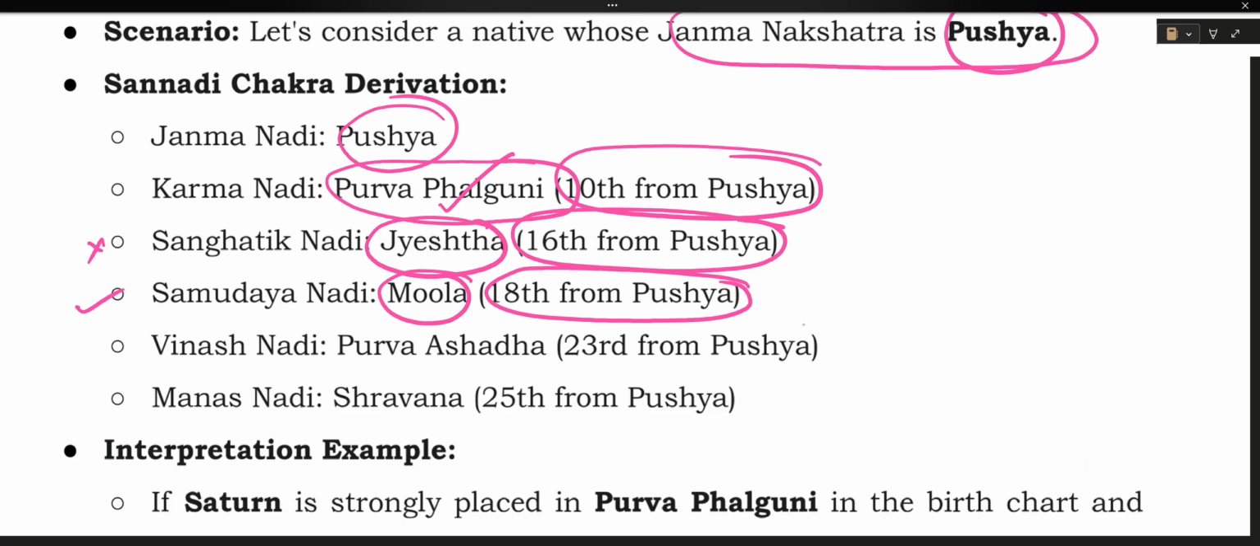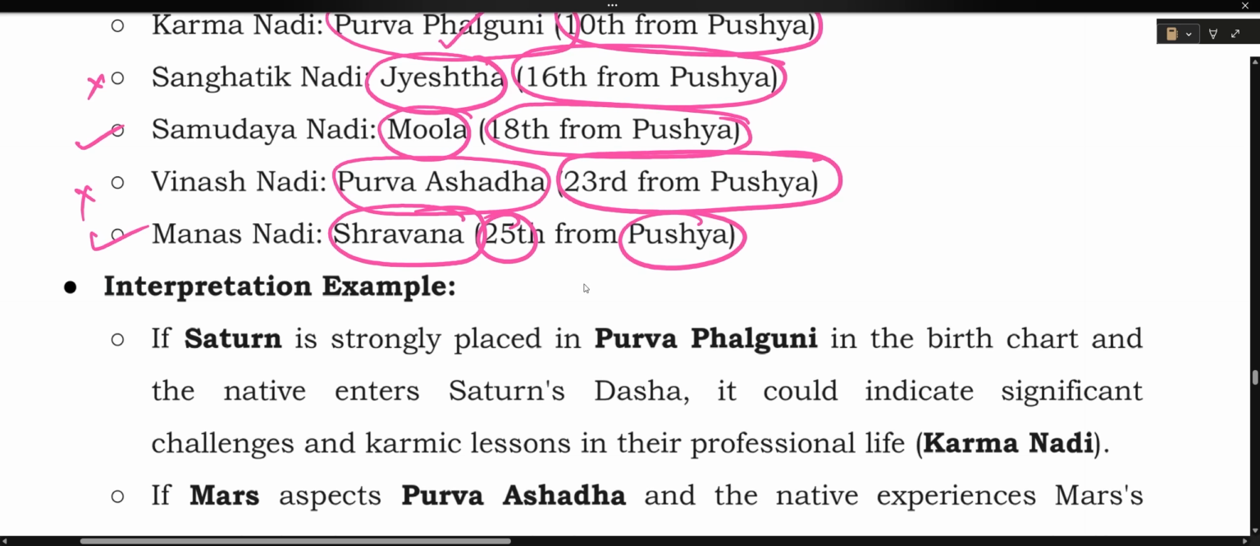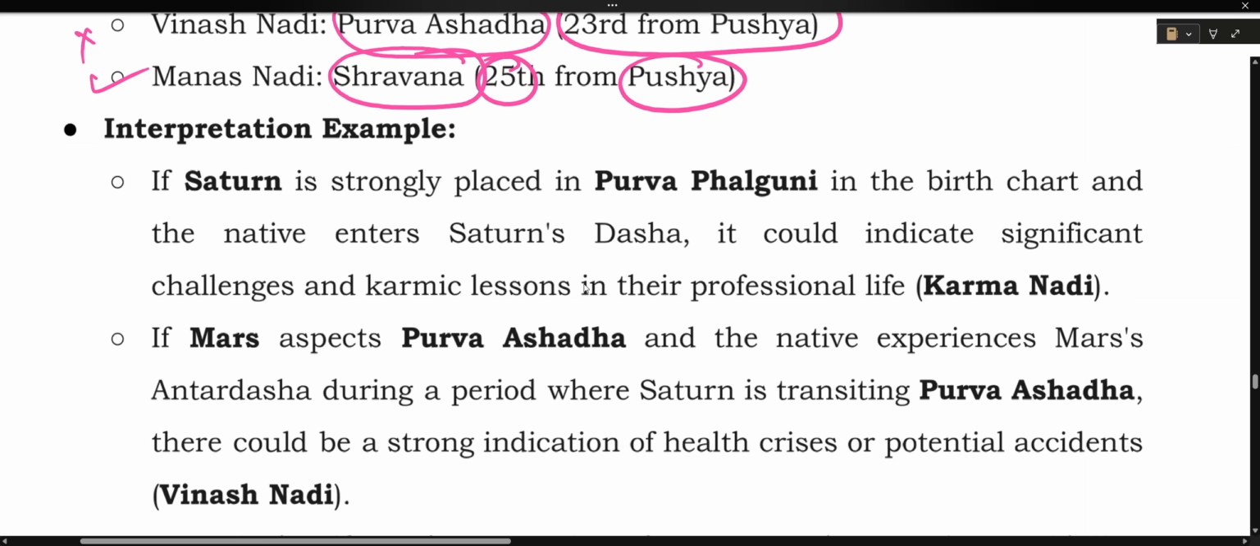Okay, next we have to find out the 23rd from the Pushya Nakshatra, that will be your Vinasnari, which is not auspicious. That is the Purva Ashadha Nakshatra. Next we have the Manasnari, that is the 25th from the Pushya. If we count out, that is the Shravana Nakshatra, that is the Manasnari. This is very good for your emotional comfort. If it is afflicted, then that will give some mental tension, anxiety also it can give.